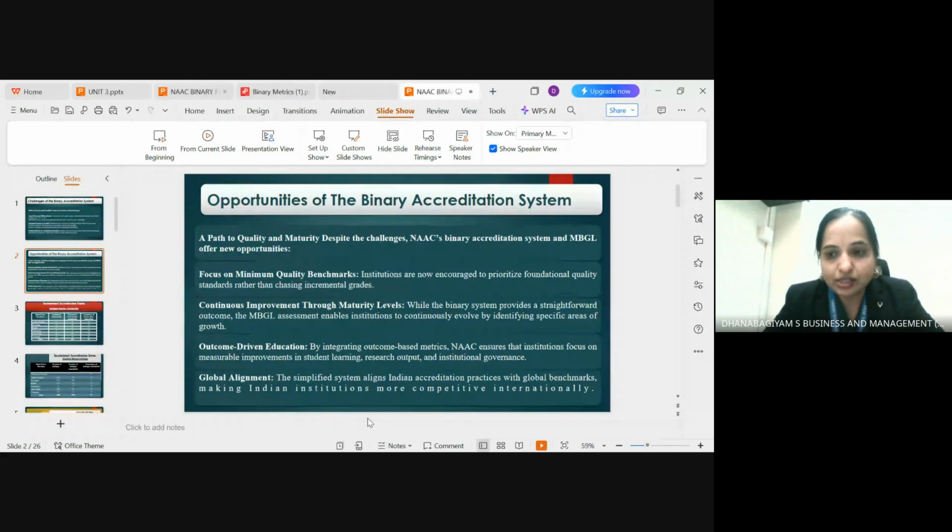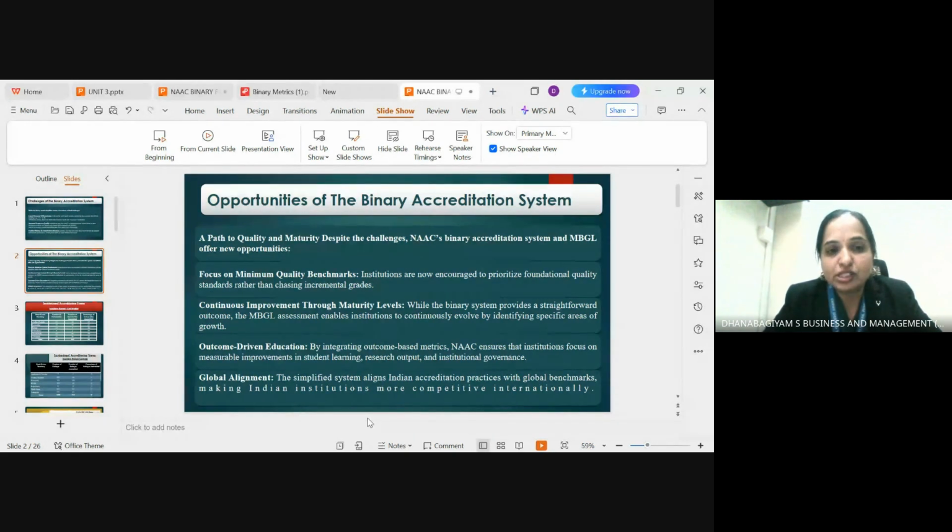With the help of this binary accreditation system, we can save more and more time. It will not consume a lot of time like the earlier process. We don't want to waste time, and the anxiety will be less because it is transparent. When we have the proper data and all the details with us, it is easier, so we don't have any fear or anxiety. That is another important benefit and highlight of this binary accreditation system.